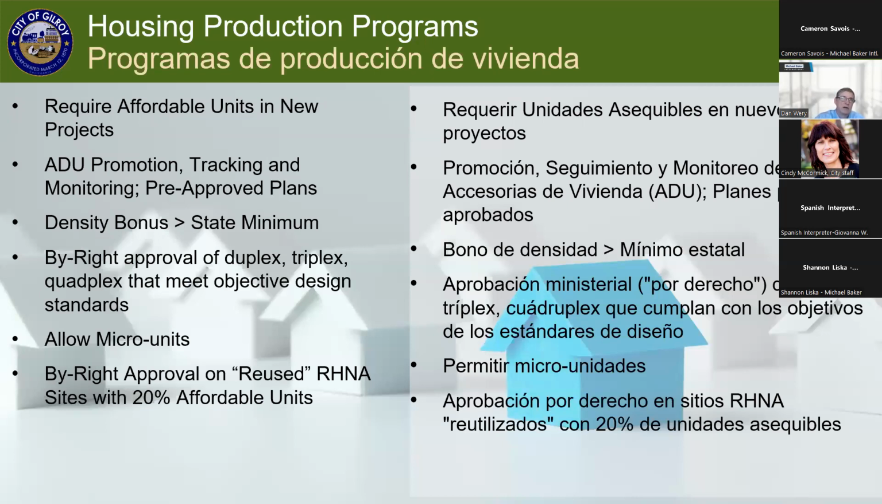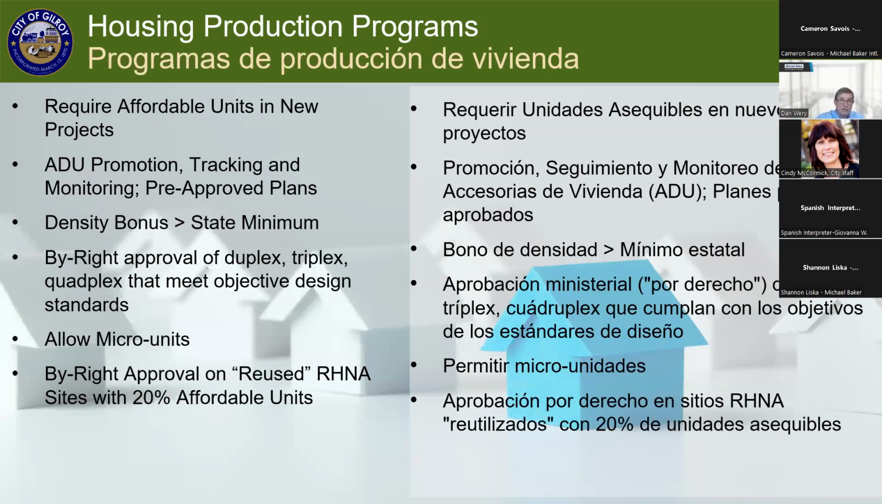So there are a number of sites that, if they're used in prior housing elements, kind of get priority. And what the state has said is that if a developer comes in on one of those sites and builds 20% of those units as affordable to lower income households, then the city is required to approve that by right. So it doesn't have to get a public hearing.